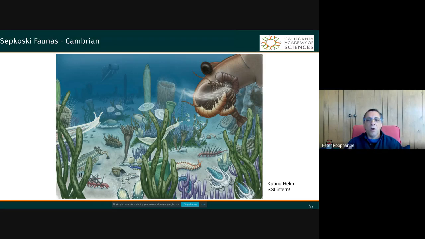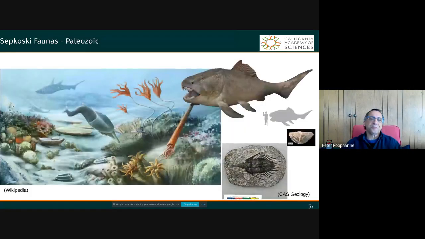And even though almost all of the modern groups of marine animals can be traced back to the Cambrian, there are many other groups that were present in the Cambrian that are now extinct. And also many of the ancestors of our modern groups are barely recognizable as belonging to those groups. And just to point out also that this beautiful graphic here was actually made by Karina Helm, who was one of my SSI interns many, many years ago, now a very successful scientific illustrator.